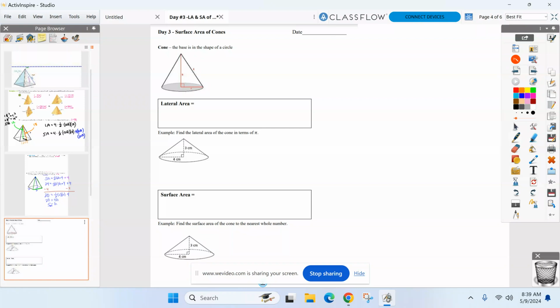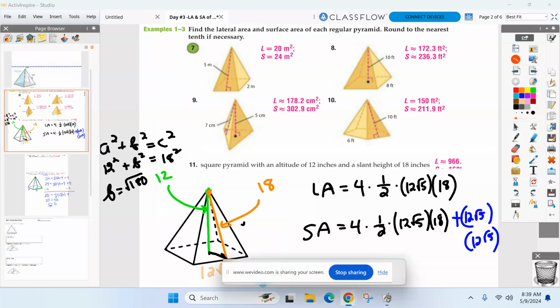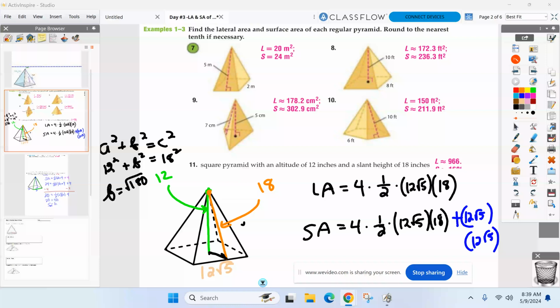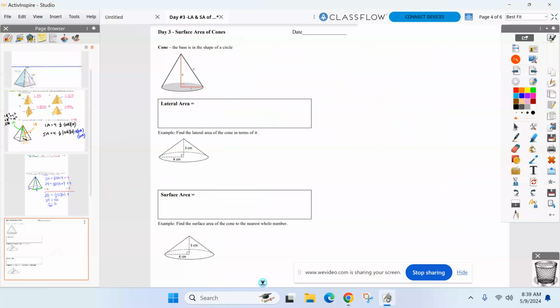Remember when I did this with the pyramid, we had to take half the base here? Well, the base is a circle. So instead of saying taking half of the base, we're just going to say it has a radius.